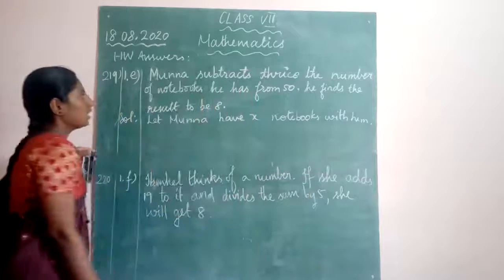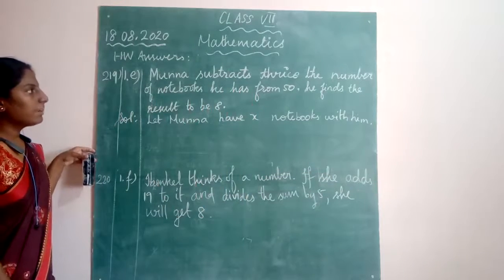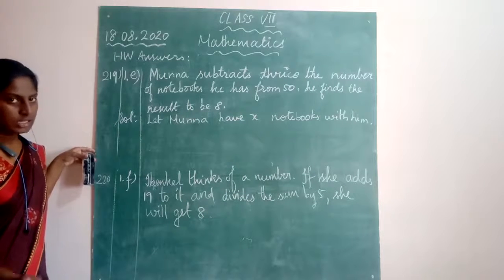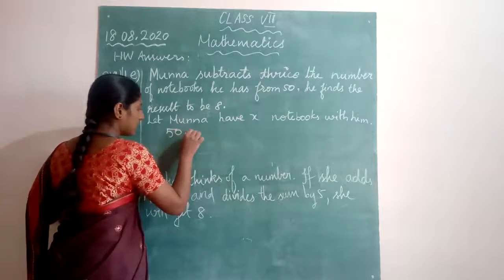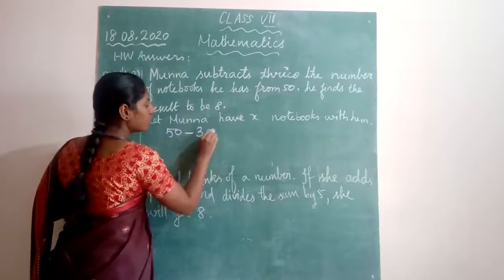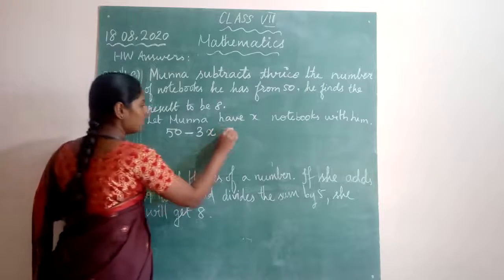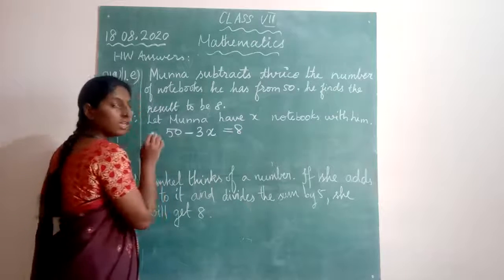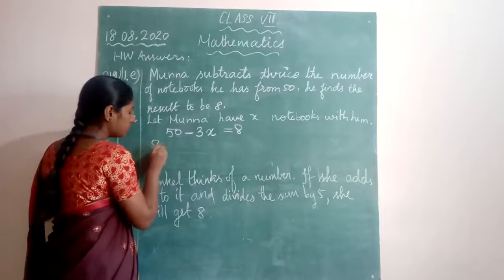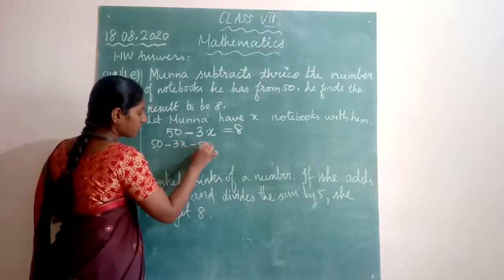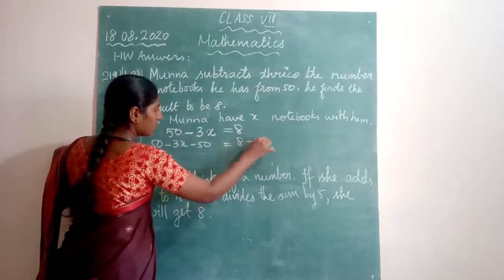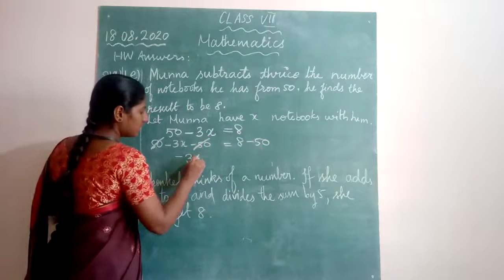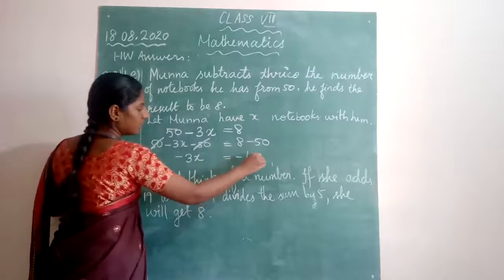Okay. So now Munna subtracts thrice the number of notebooks he has from 50. So from 50 he is subtracting thrice the number of notebooks. Is it clear? And he finds the result to be 8. So read the question properly and form the equation. Then we have to remove 50 first. So subtract 50 on both sides. Okay. So what will you get? 50 and minus 50 will get cancelled, and minus 3x is equal to minus 42 will be the answer.